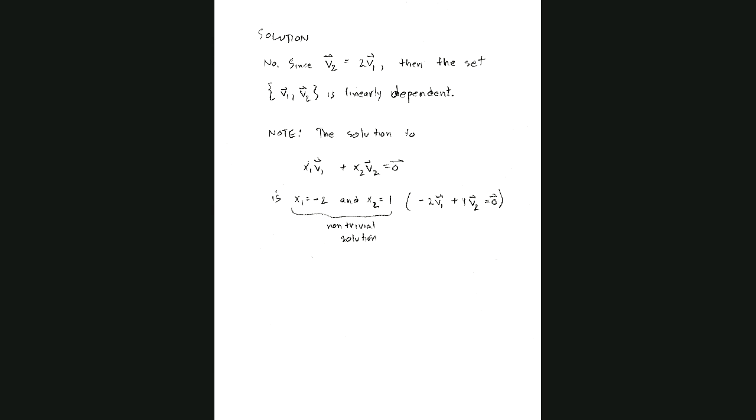So since the second vector is equal to twice the first vector, we say the set of vectors v1, v2 are linearly dependent. The set is a linearly dependent set.